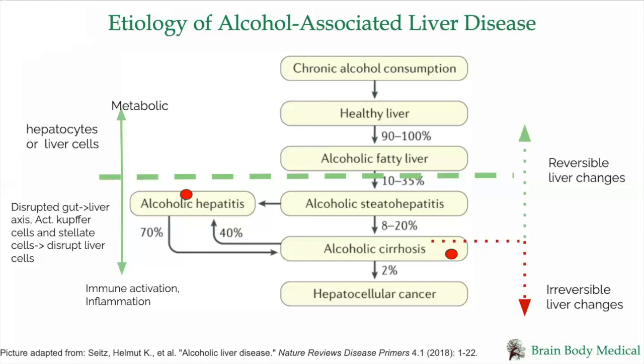And on the right hand side, you can see the red arrow and the green arrow. What that means is if you have early alcoholic cirrhosis or fibrosis, once you stop drinking, you can have complete reversal of all of these changes. So the two main mechanisms of alcohol associated liver disease are metabolic dysfunction and immune activation and inflammation.